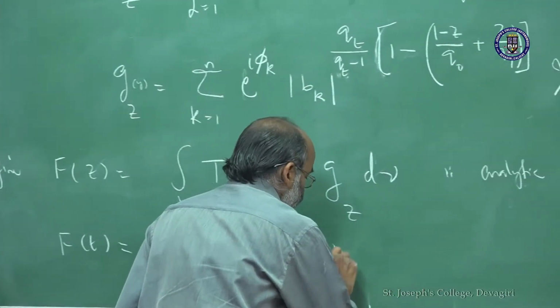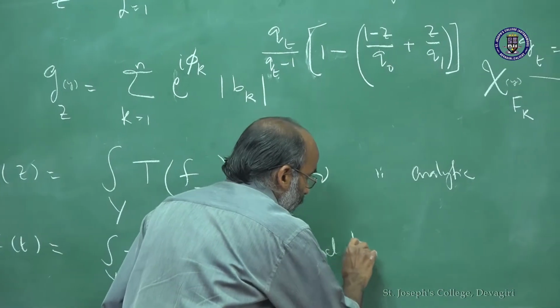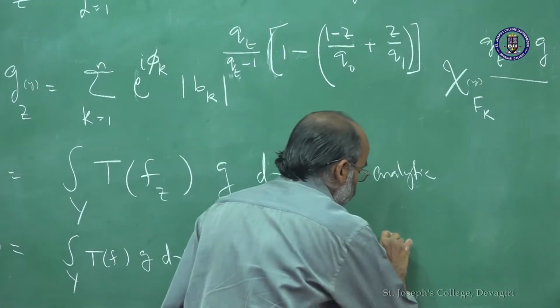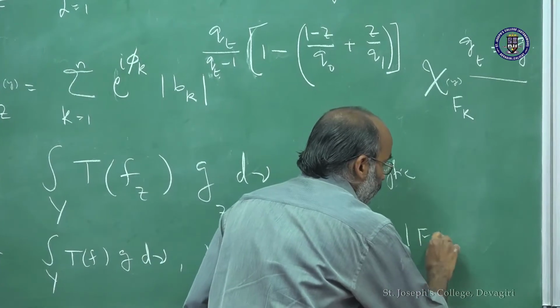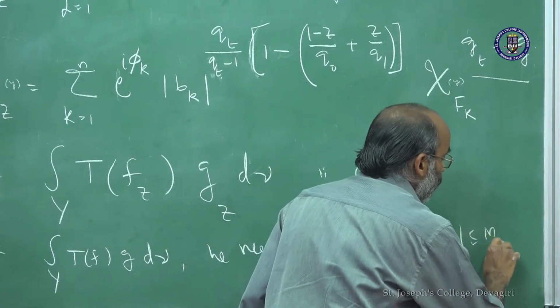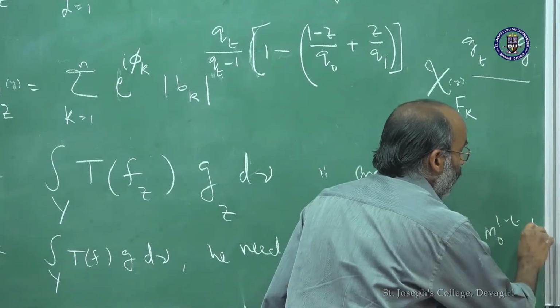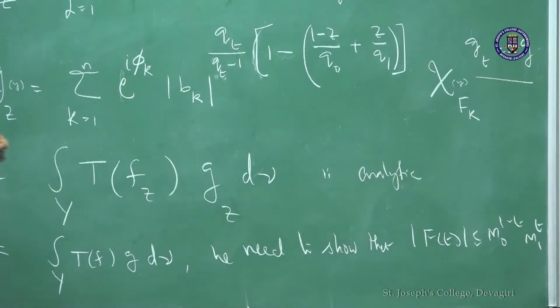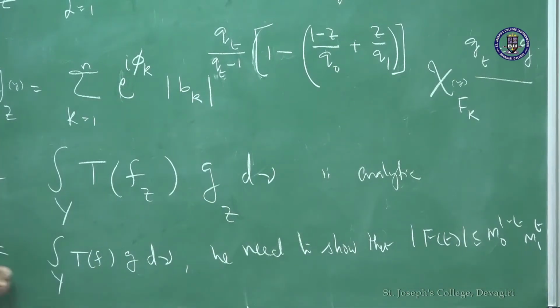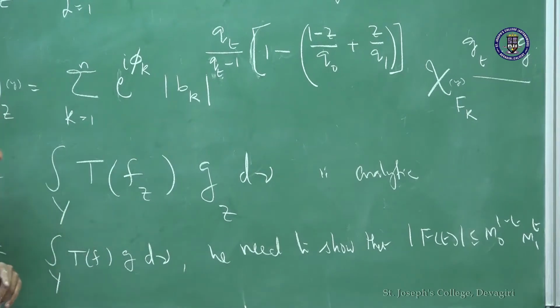So we need to show that mod f(t) is less than or equal to M_0^(1-t) M_1^t, right, that is what we want, because f(t) is simply the integral we are trying to estimate.